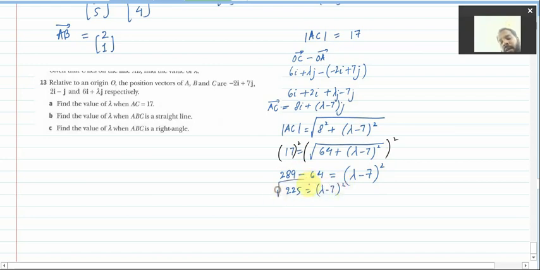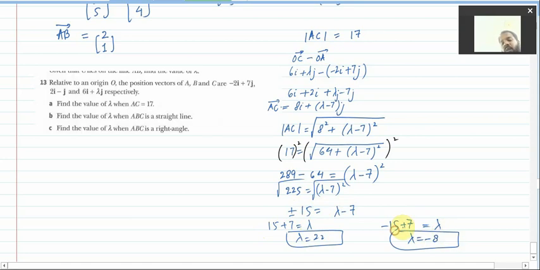Apply root on both sides. So the root of 225 is plus or minus 15, which is equal to lambda minus 7. So when you pick plus 15, that will be 15 plus 7 is equal to lambda, and minus 15 plus 7 is equal to lambda. So lambda is equal to 22 and lambda is equal to minus 8.